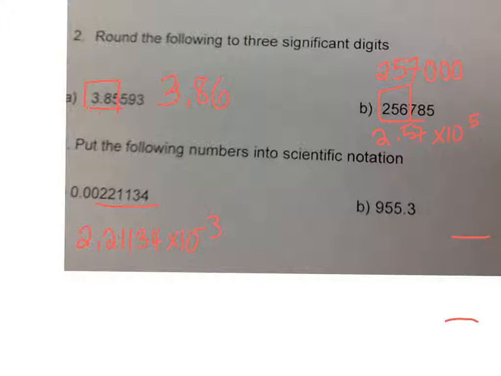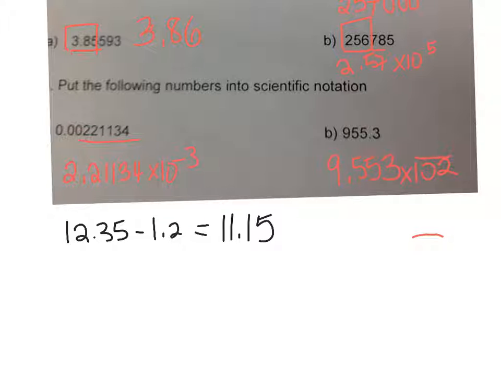The next one, ten to the 2. Okay, so this one has to get rounded to the tenths. You've got a 5 with nothing after it. The previous number is odd, so you round it to make it even.